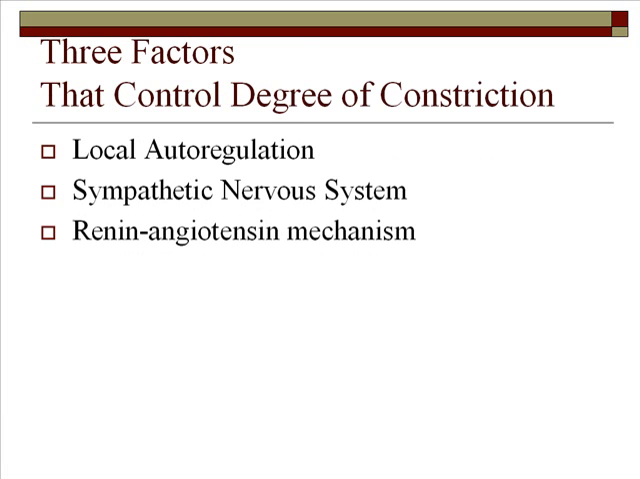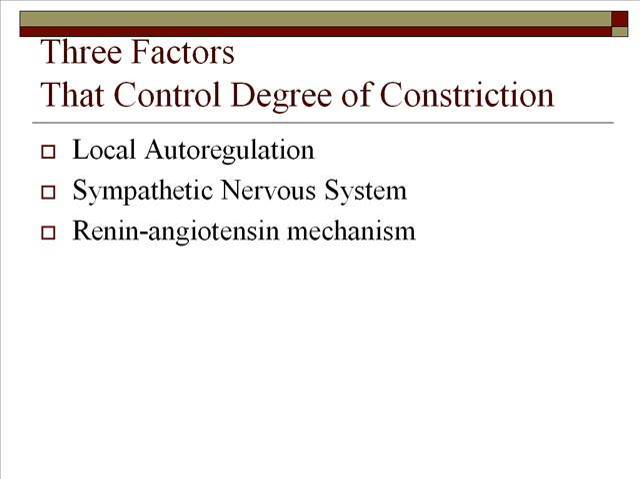Three factors will control the degree of constriction that we'll see in the blood vessels of the kidney. One is local autoregulation. The other is the sympathetic nervous system, which we'll talk about in a couple of weeks. There are two parts of the autonomic nervous system, parasympathetic and sympathetic, and we'll see that the sympathetic is one of the primary control factors of the urinary system.